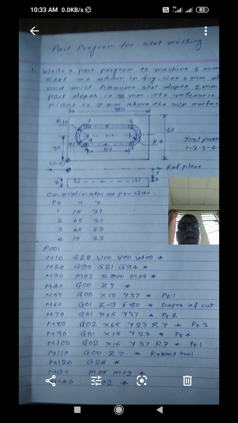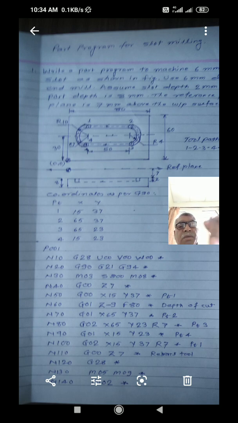Therefore, first you have to bring the tool above the workpiece surface having 7 mm distance, that is reference plane is 7 mm, means you have to bring the tool from machine home position to the reference plane which is 7 mm above the workpiece surface. Is it clear? Now your tool is 7 mm above the workpiece surface.